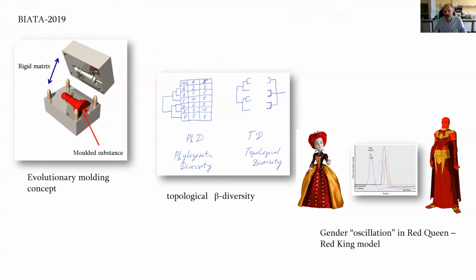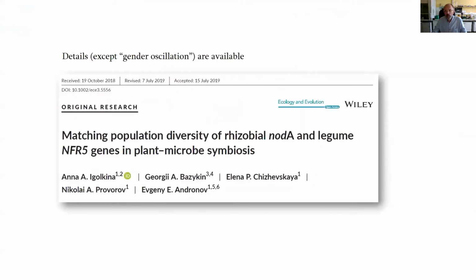It was about the evolutionary modeling concept, the introduction of a new type of diversity, topological beta diversity, an effect of gender oscillation, and the Red Queen, Red King model. All of these things are available, except gender oscillation, in this paper.